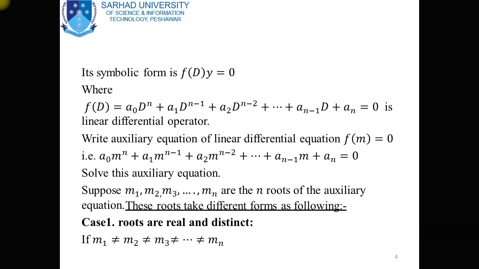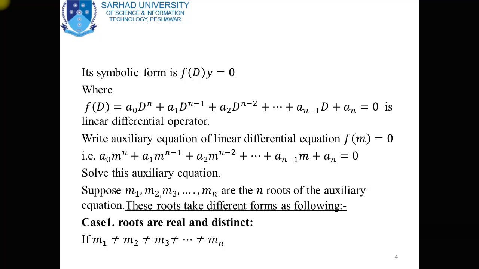Number 3, if the roots are complex and distinct, and number 4, if the roots are complex and repeated. So there are 4 cases for the roots of the auxiliary equation of a higher order linear differential equation. In this lecture today we are going to discuss only the case when the roots are real and distinct.